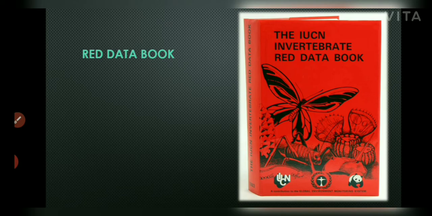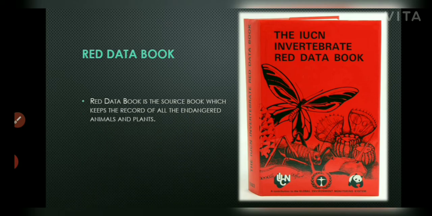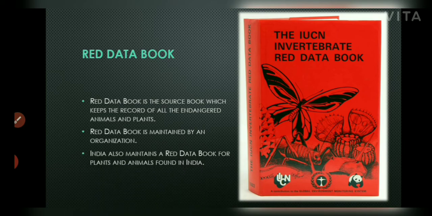Red Data Book. What is it? The Red Data Book is the source book which keeps the record of all the endangered animals and plants. The Red Data Book is maintained by an organization, that is IUCN. India also maintains a Red Data Book for the plants and animals found in India.